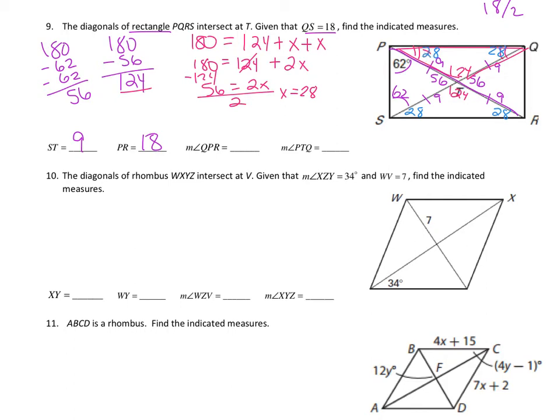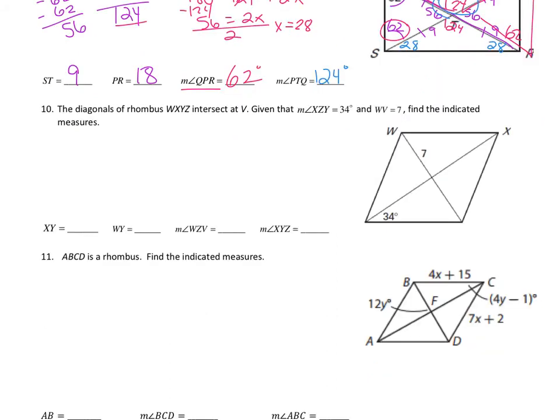So now if we look at the angles that they're asking us to find in our picture, QPR is just this one little piece, and that's 62 degrees, just like it is right here. Next is PTQ, and that's this missing angle right here in the middle, and we already found that, and that was 124 degrees.